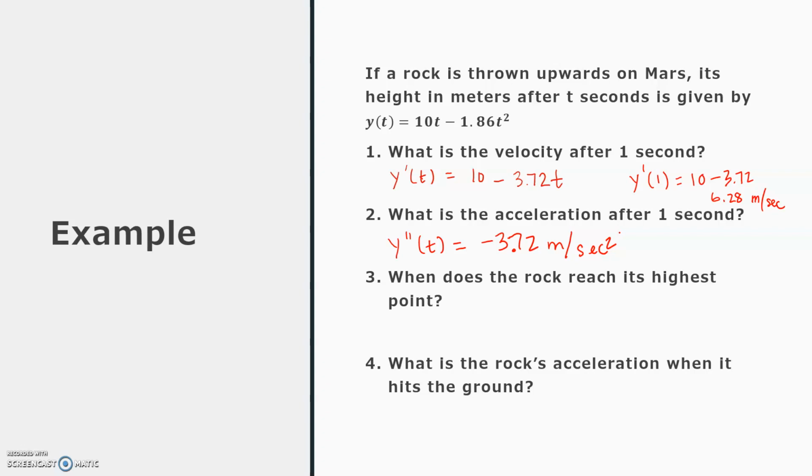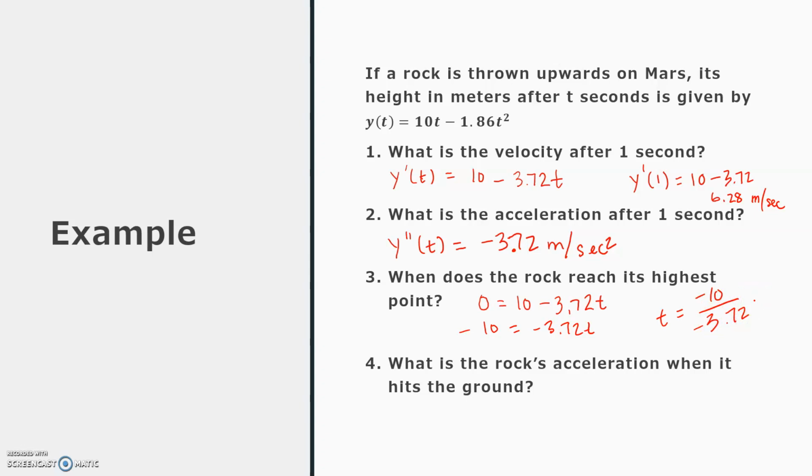When does the rock reach its highest point? The rock is going upward, and then it turns around and goes down. And when it goes down, it means that the velocity is negative. So the way that we can tell when it reached its highest point is we're going to check when the velocity equals 0. So we're going to do 0 equals 10 minus 3.72t, and we'll solve for t. I would need a calculator, so negative 10 divided by negative 3.72, whatever that is, tells me when it reaches its highest point.